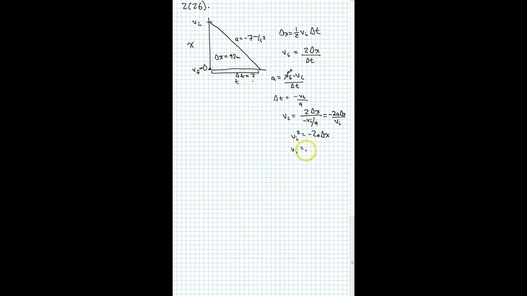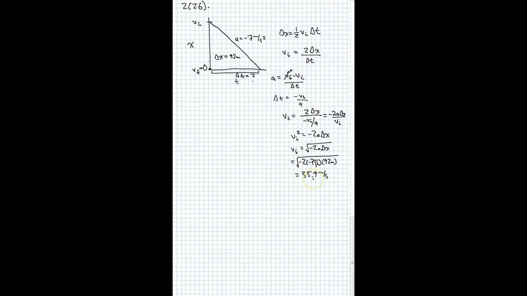VI is the square root of negative 2a delta x, which is the square root of negative 2 times negative 7 meters per second squared times 92 meters. Good thing we figured out that was a negative acceleration. Otherwise, we wouldn't have a real answer here. So we plug those numbers in, and we get 35.9 meters per second. The units worked because I took meters per second squared multiplied by meters. I get meters squared per second squared, take the square root, and that's meters per second.